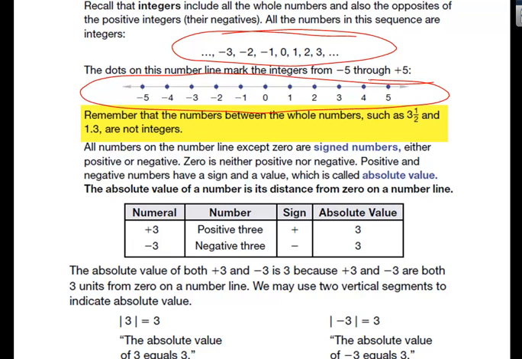So if you take +3 and -3, both of those have an absolute value of 3. The absolute value of both +3 and -3 is 3 because they're both 3 units from 0. So the absolute value of 3 is 3, and the absolute value of -3 is also 3. The answer is the same for both.